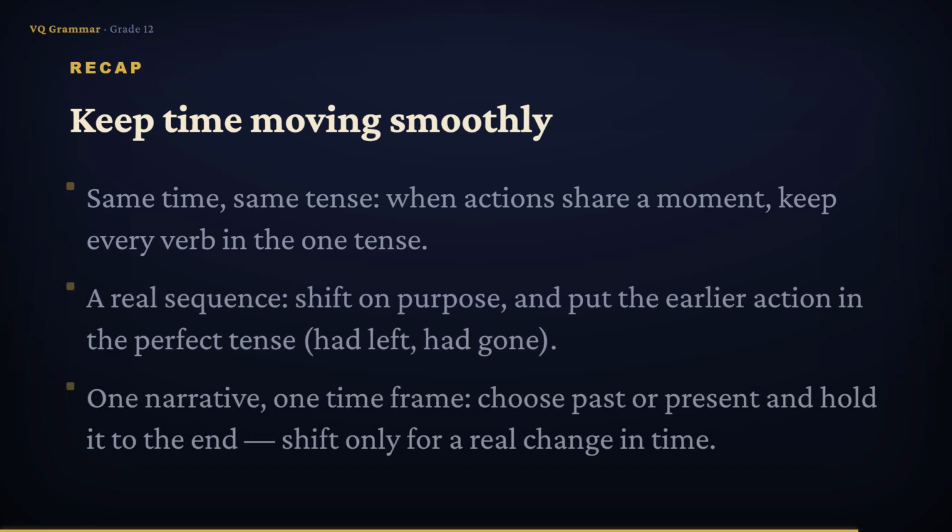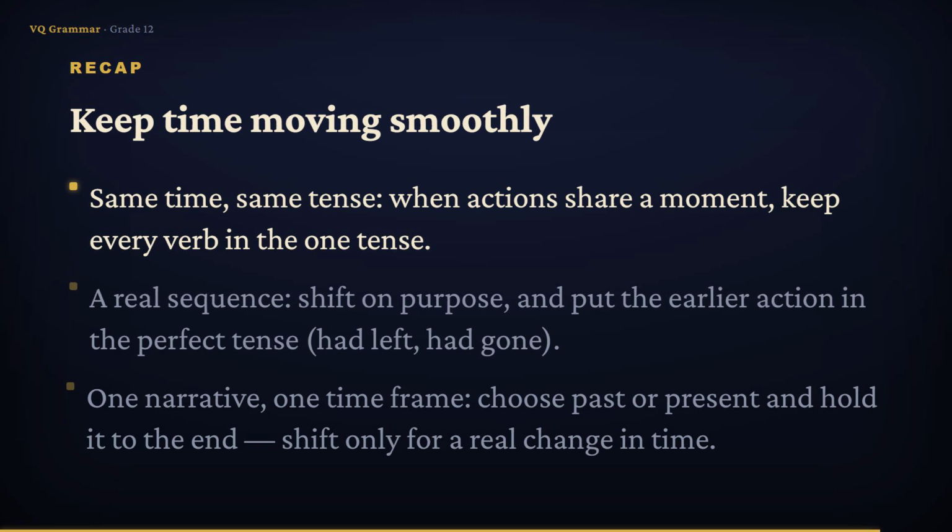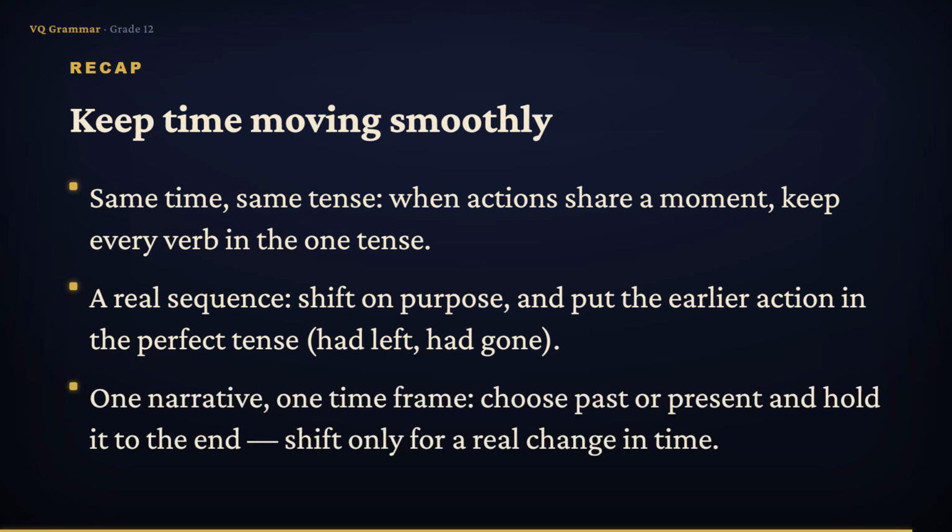Let's gather what we learned. First, same time, same tense. When two actions share a moment, keep every verb in the one tense. She opened the door and stepped inside. Second, a real sequence. When one action truly comes first, shift on purpose and put that earlier action in the perfect tense. By the time we arrived, the train had left. And third, across a whole narrative, choose one time frame and hold it to the end, shifting only for a real change in time. Do that and time moves smoothly through everything you write.